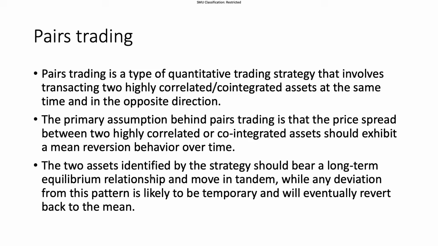So we expect the long-term equilibrium relationship to appear in the long term, and the prices of the two assets will move in tandem, and any form of deviation is likely to be temporary. Only temporary, and this creates the opportunity to generate trading signals. And eventually, these deviations will disappear, and the spreads will revert back to the mean behavior.